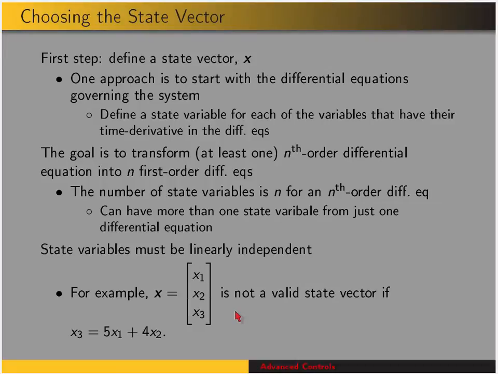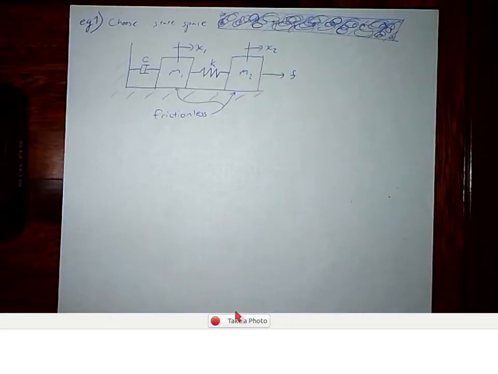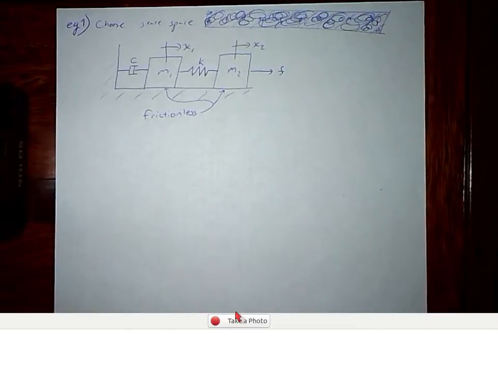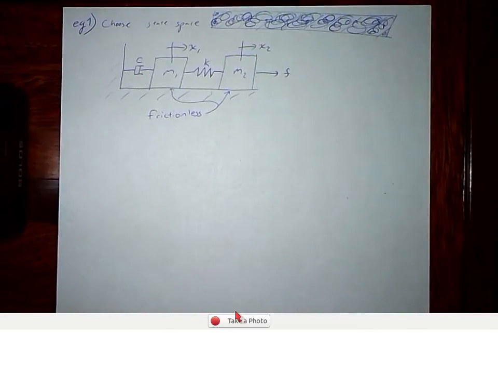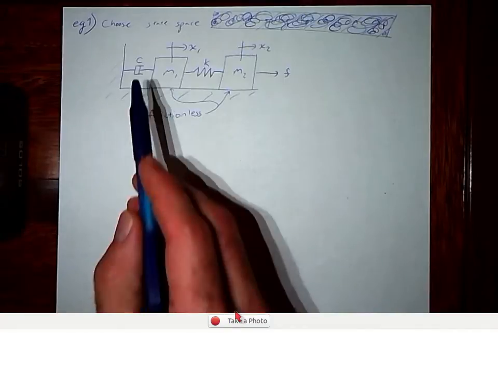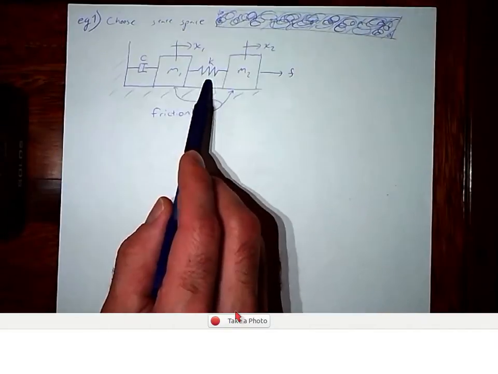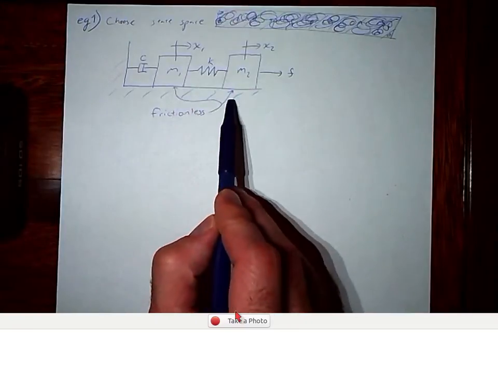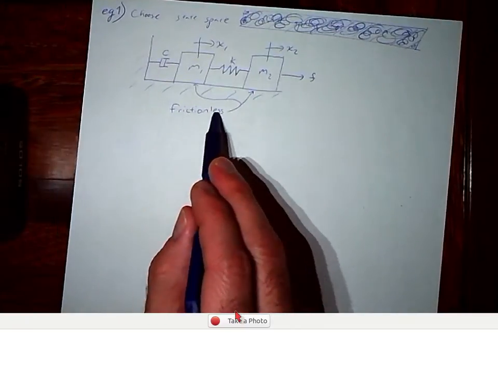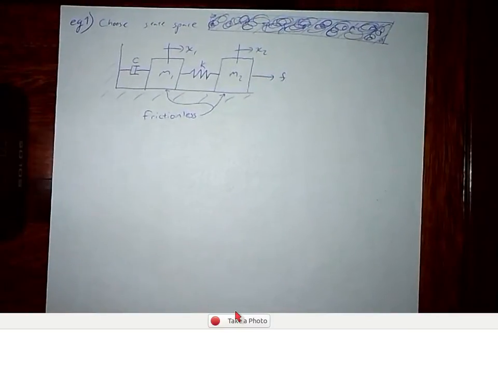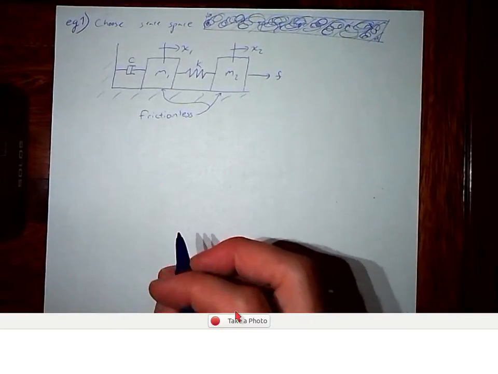Now on to some examples of applying state space. So here is a spring mass damper system, and we want to choose state space. So we've got a damper connected to ground, to a mass, a spring, another mass, and we have an external force applied. And we'll just say that the interface between the masses and ground is frictionless. So we want to start with the differential equations for the system.